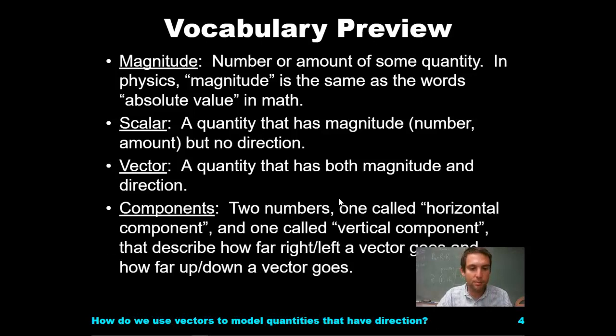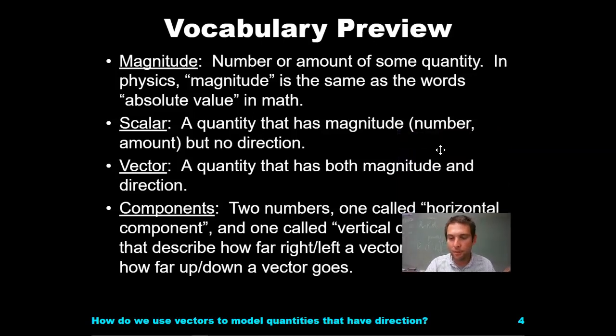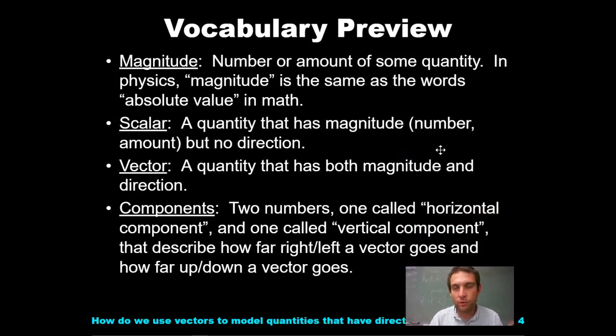Components are 2 numbers. One is called a horizontal component, and one is called a vertical component, that describe how far right or left a vector goes and how far up or down a vector goes. So if I give you a vector that's at an angle, like this, then I have this horizontal component, this piece along the bottom, and then I have this vertical component, how high up it goes. They're both happening at the same time. Components are just pieces. So if we're resolving something into its components, we're breaking it apart into its pieces.